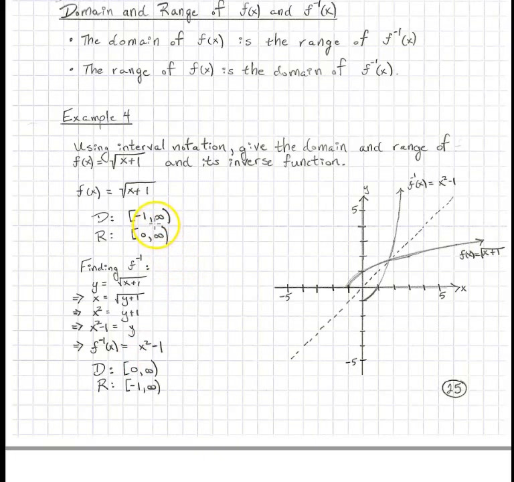So we can see that the domain of f of x is from minus 1 to infinity, because we can only take the square root of non-negative numbers. That makes the range of f inverse be minus 1 to infinity, and you can easily see that from the graph. The range is minus 1 to infinity, and likewise the range of f of x is 0 to infinity, so the domain of f inverse is 0 to infinity.